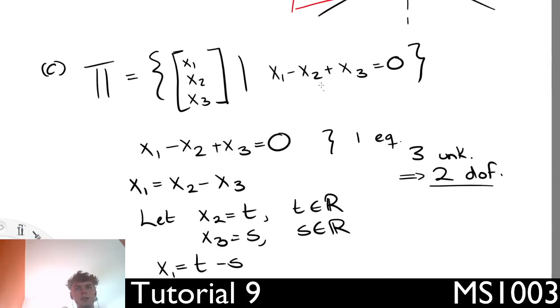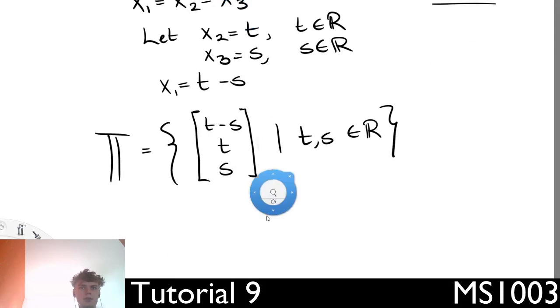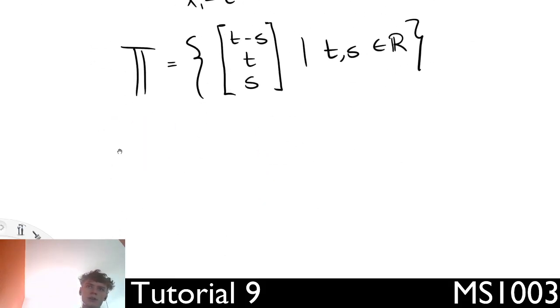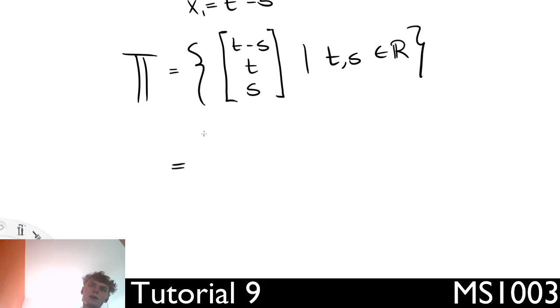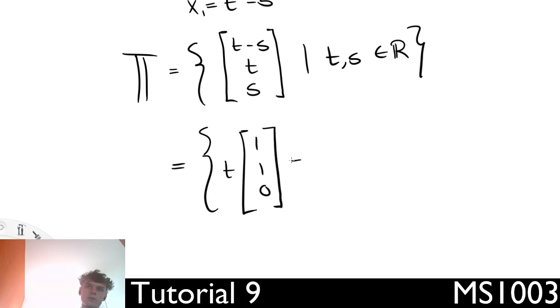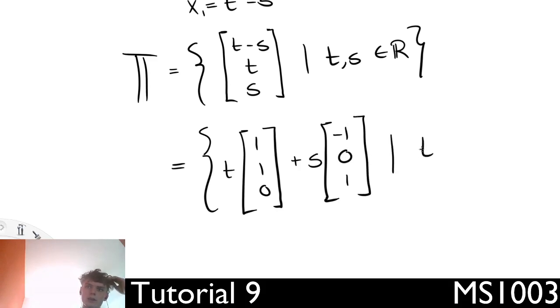Okay, so we've changed this from set builder notation to parametric form, and then the last step is to just break this vector apart. Because t is a real number, I can just factor it out of this vector. T is multiplied by 1 here, 1 here, and 0 here. And then add s, again I can factor it out because it's just a real number. I have a minus 1 here, and 0 here, and a 1 here. Again, t and s should be real numbers.